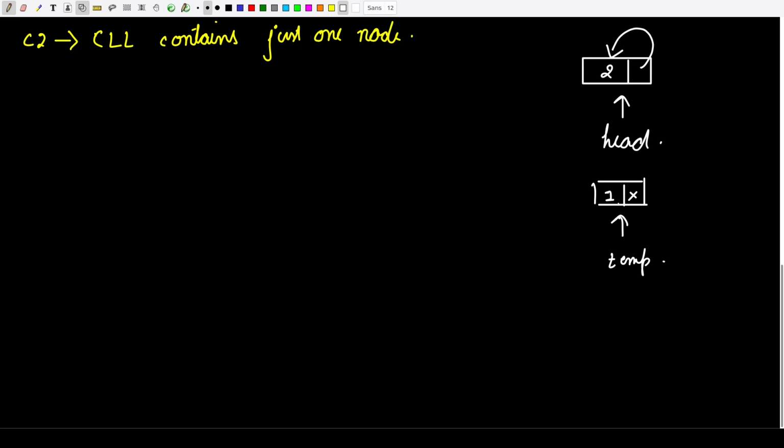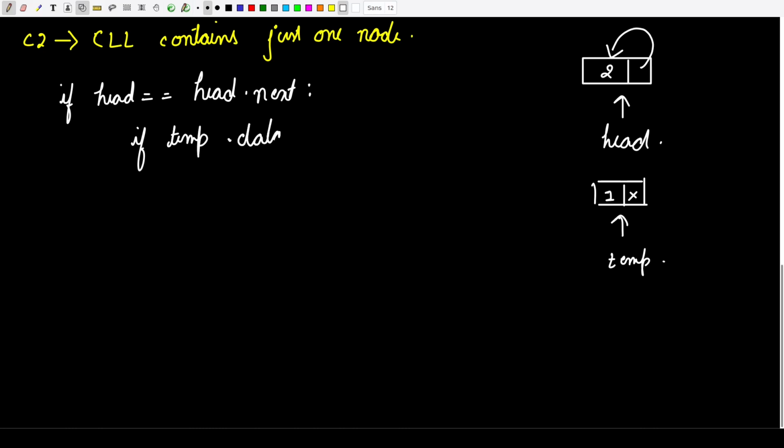So here, since 1 is less than 2, 1 needs to be inserted here. So let's address that. Let us first write the case condition which understands that the list contains just one node. And how do we know that the linked list contains just one node? Well, if it contains one node, then head will be equal to the next of head. So head is equal to head of next, and that is how we know that the linked list contains just one node.